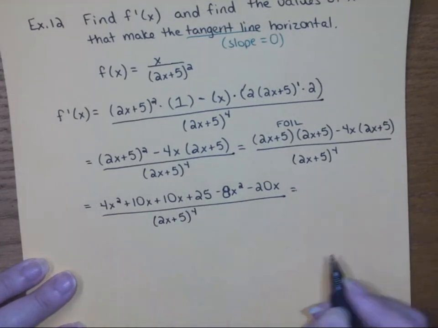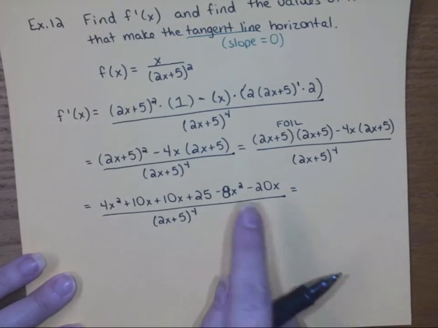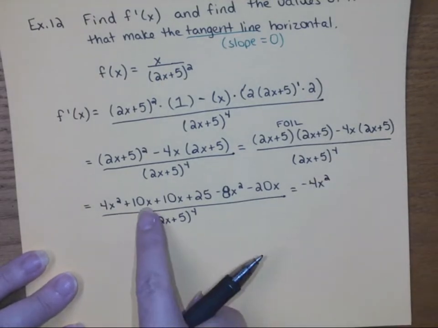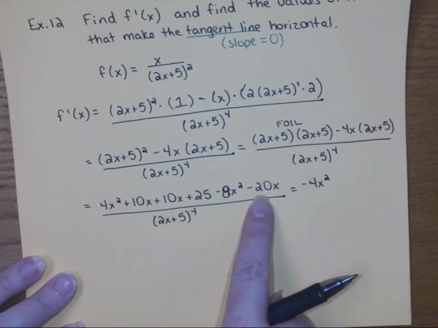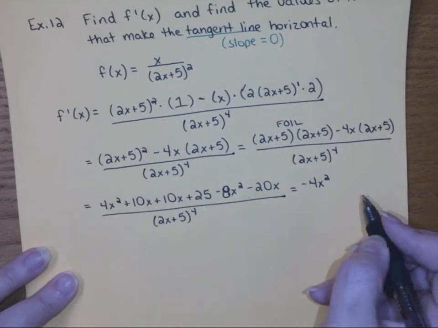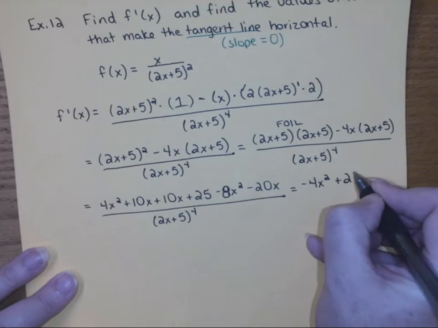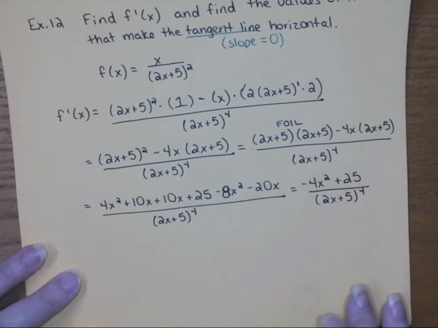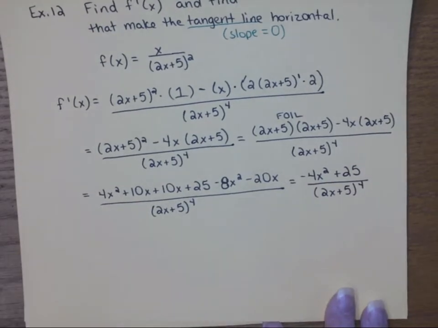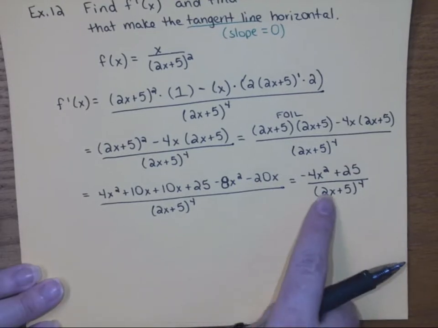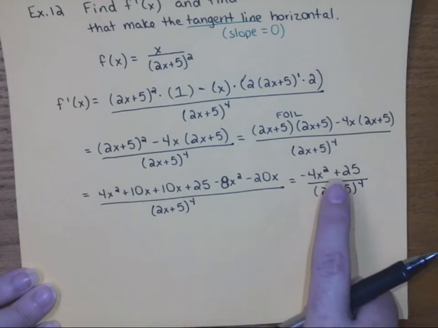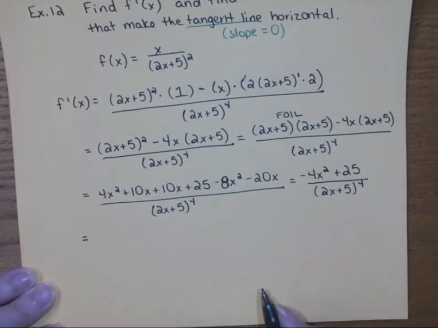So let's combine like terms. Notice 4x squared take away 8x squared is negative 4x squared. But notice 10x plus 10x minus 20x actually is gone, right? It goes away. And then I get plus 25, and then over 2x plus 5 to the 4th. So I know I said normally we leave the bottom alone, and that's true. Normally we do leave the bottom alone, but there are some 2x plus 5s that we can cancel. So honestly, on a test, I would probably be okay with this, but I know my math lab's going to want you to simplify that.